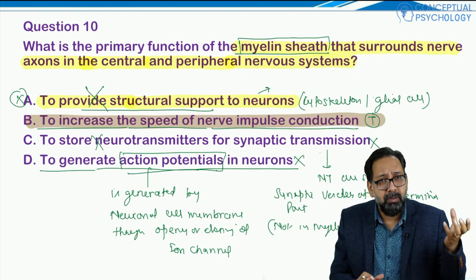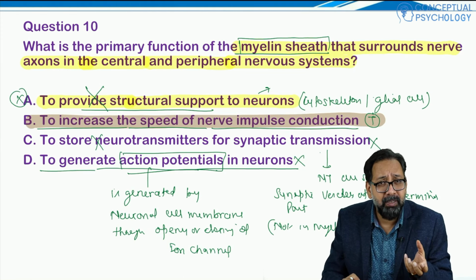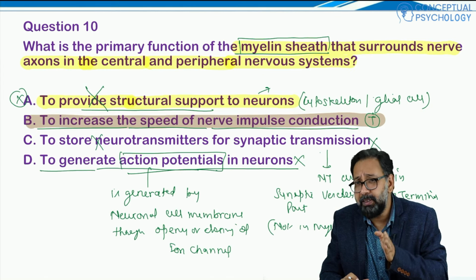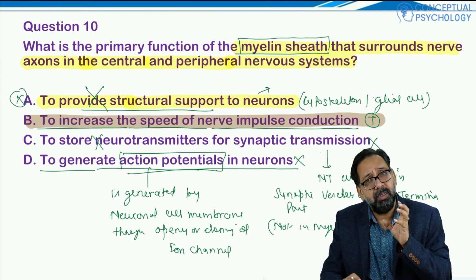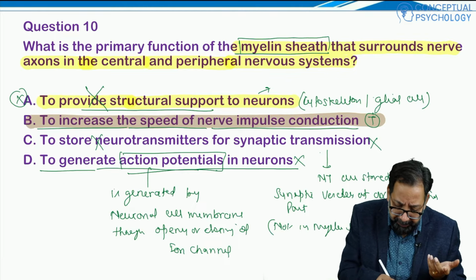Yes, neurotransmitter are stored in synaptic vesicles, not myelin sheath. It provides structural support, but is not the primary function. The structural support is given by cytoskeleton glial cells. So option B is the answer.